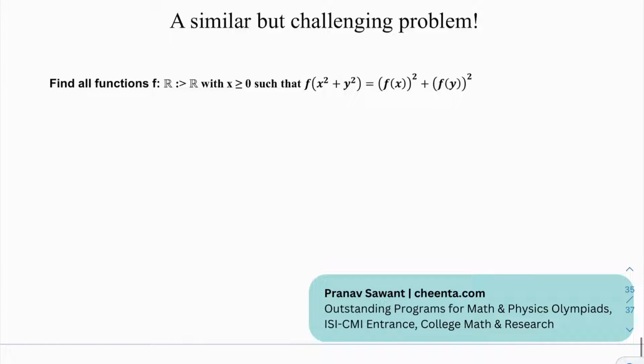Okay, great. So we have a similar but challenging problem. I want you to find all functions defined from reals to reals with x greater than or equal to 0, such that this condition is satisfied: f of x squared plus y squared is equal to f of x whole squared plus f of y whole squared. This is kind of an interesting problem.